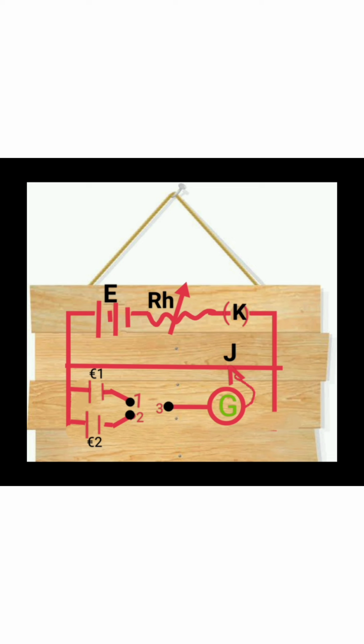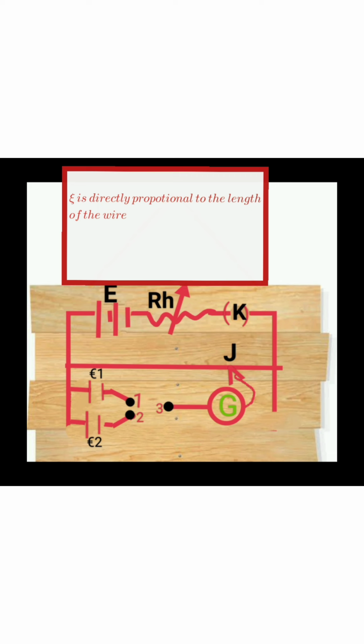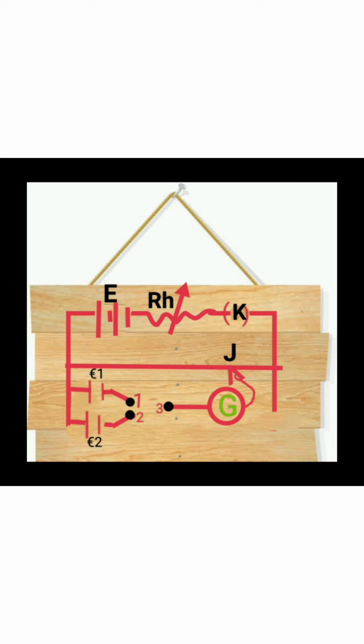Now we have to compare the potential differences of two cells whose potential differences are epsilon 1 and epsilon 2. To measure the ratio of the potential differences or EMFs of two cells, here in the primary circuit a plug key K1 is closed. In the first position the points 1 and 3 are connected. Then epsilon 1, the electromotive force of the first cell, will be connected to the galvanometer. At this point we have to measure the balancing length L1.